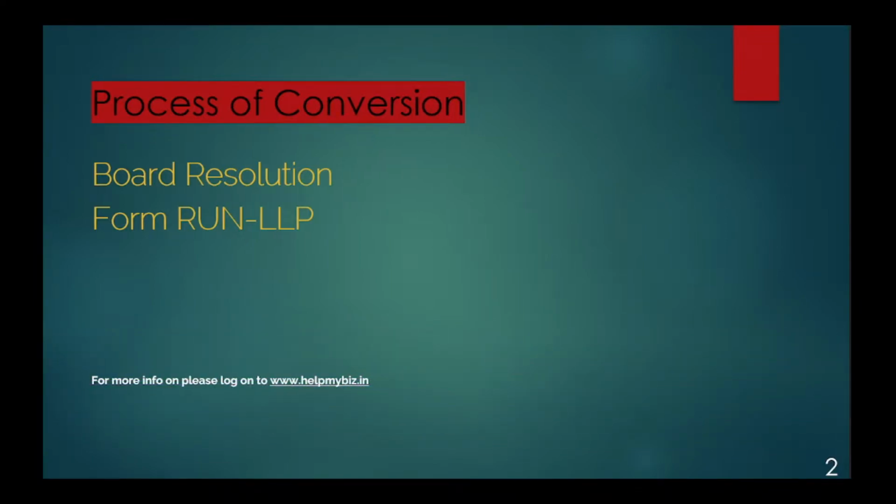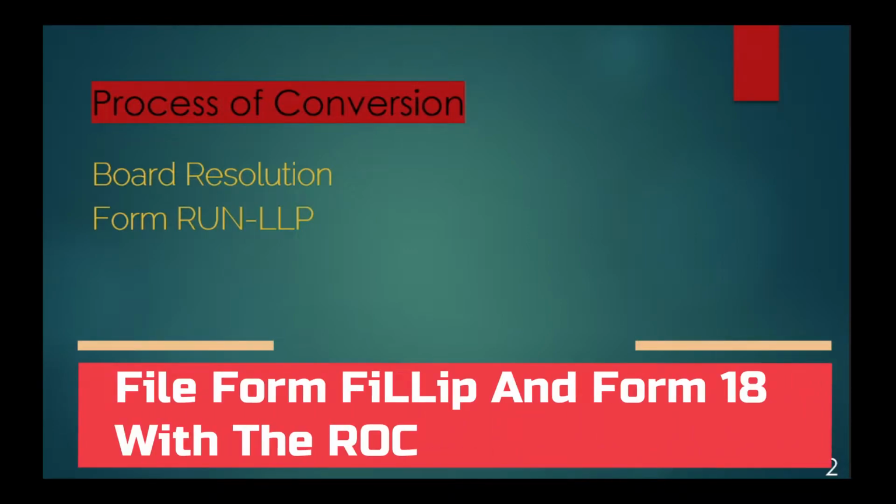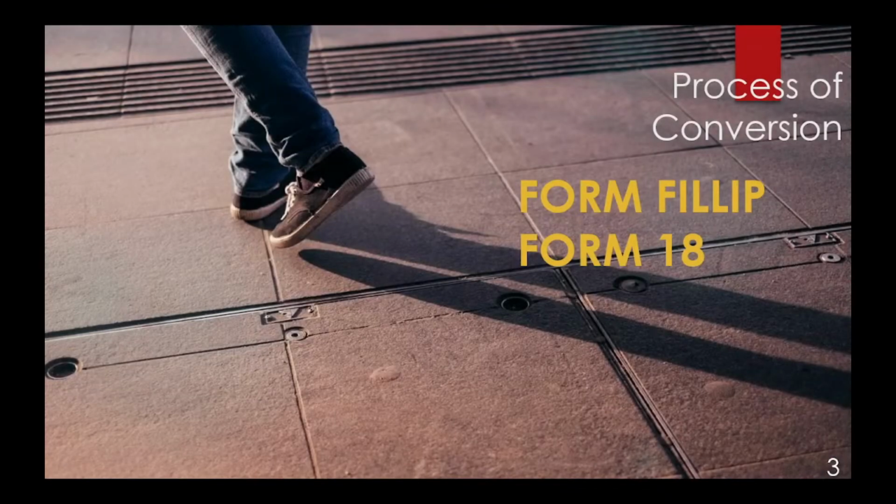Once the name is approved, execute all necessary documents like consent, subscriber sheet, etc. and file Form FiLLiP and Form 18 with the ROC. There are some attachments to be filed with Form FiLLiP and Form 18.